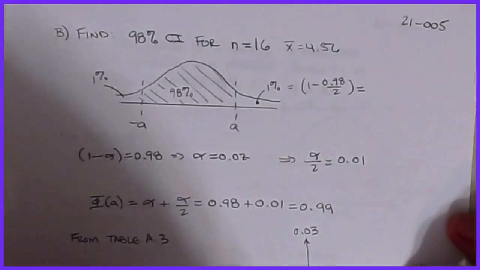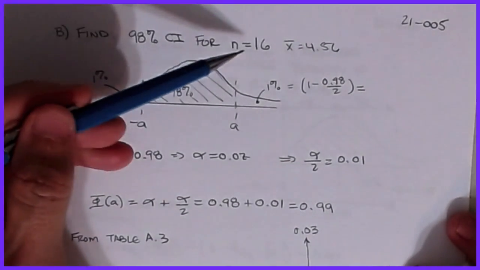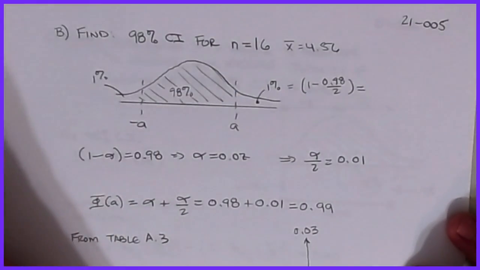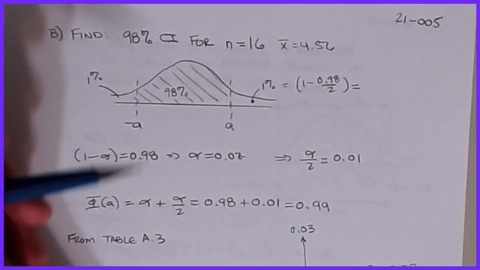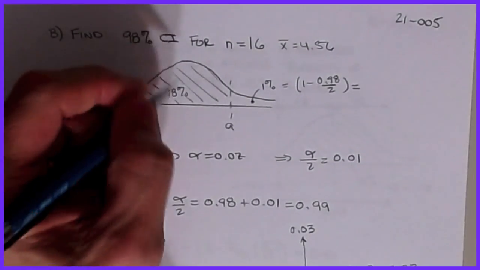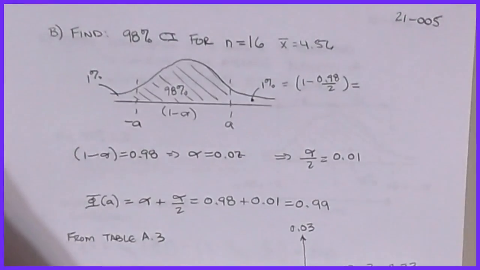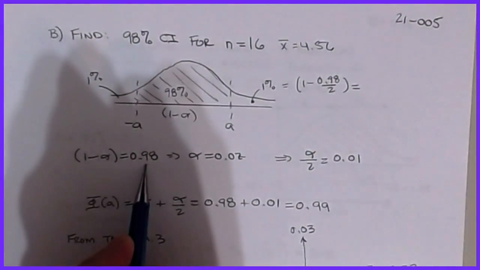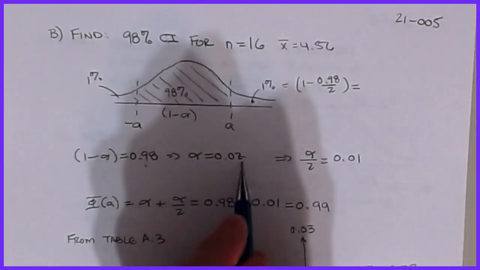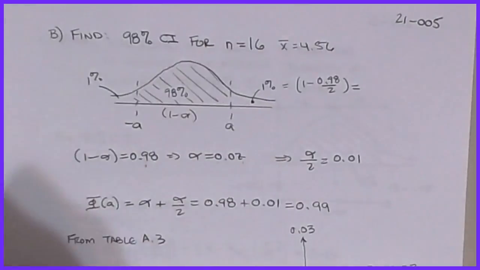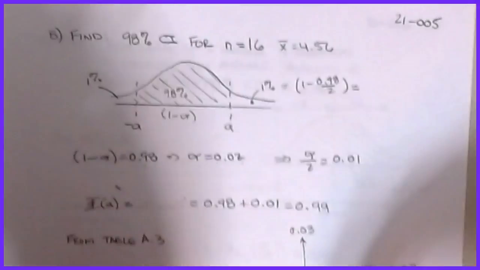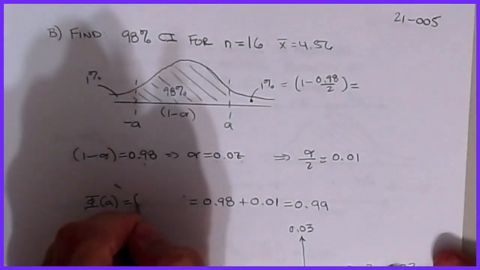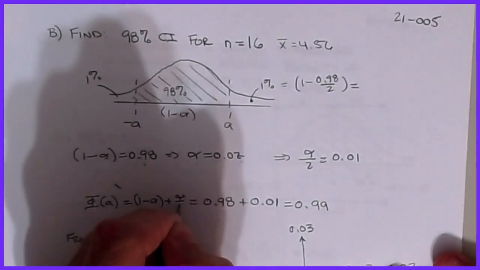Let's look at the 98% confidence interval, now for n equals 16 and an x bar of 4.56. This time we have to reconstruct that formula, which is why we're doing this one. The shaded region represents 98%. That's 1 minus alpha, so 1 minus alpha is 98%, which means alpha is 0.02, and alpha over 2 is 0.01. I wrote this a little incorrectly, so let me do some algebra and fix it. This is 1 minus alpha plus alpha over 2.